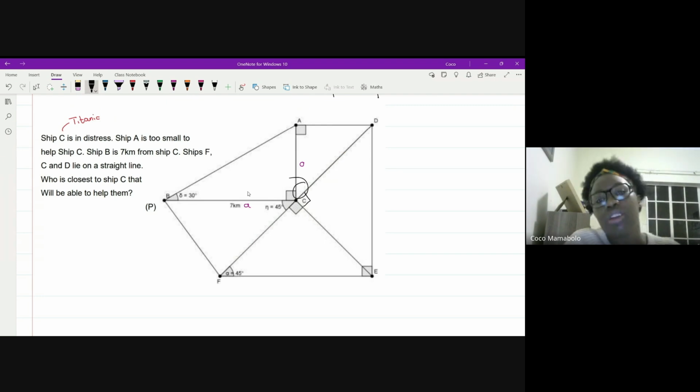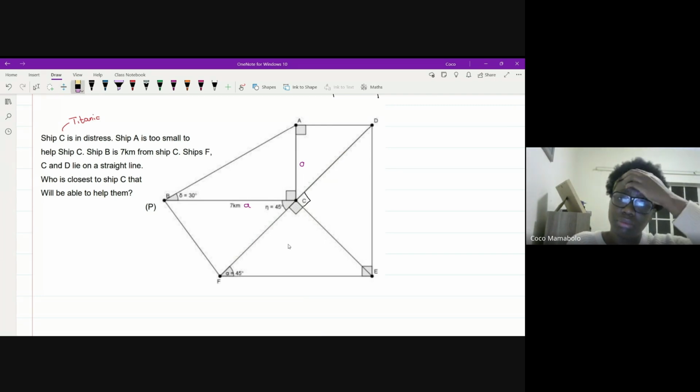What about that angle over there? Is it 45? Yeah, no, I think everyone might be right. Okay, how are we going to calculate for that?